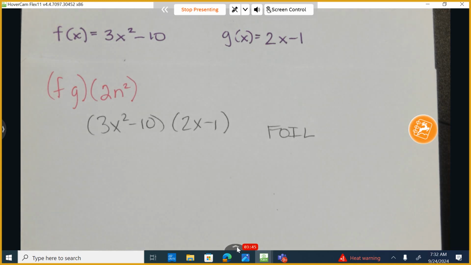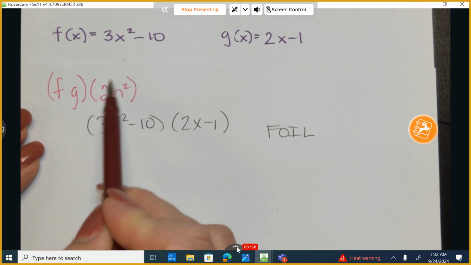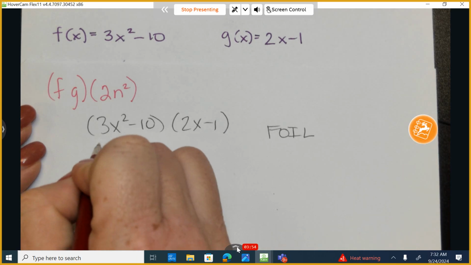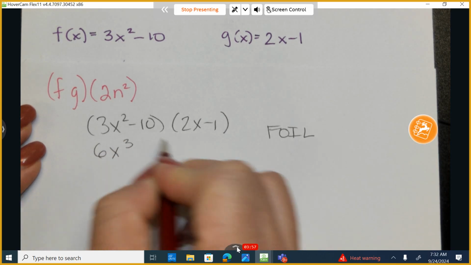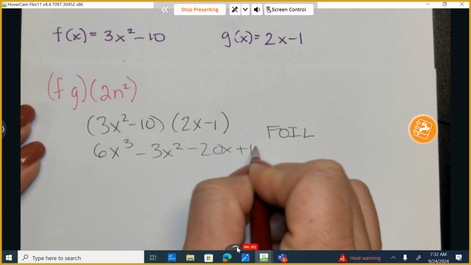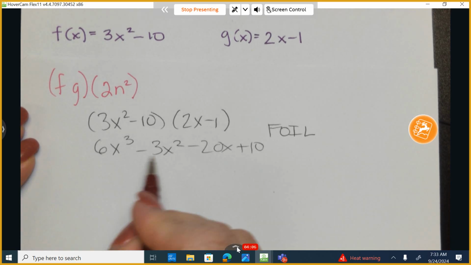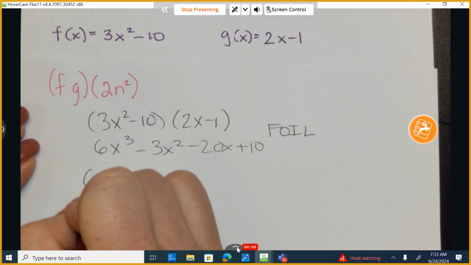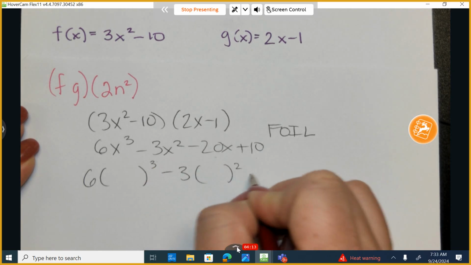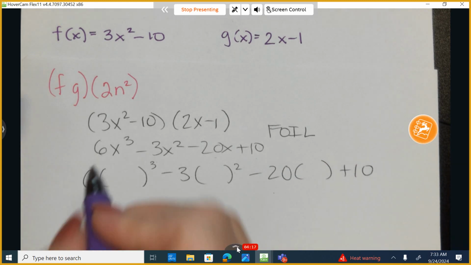Our third example, we are going to now multiply f times g, and then we're going to replace the x with the quantity 2n squared. So let's FOIL this out. Multiplying the fronts, multiplying the outsides, multiplying the insides, and last. I can't combine any like terms, so I have 4 unique terms here, and now I'm going to go back, and wherever I see an x, I'm going to replace the x with the quantity 2n squared.